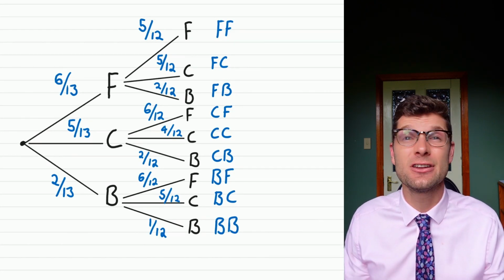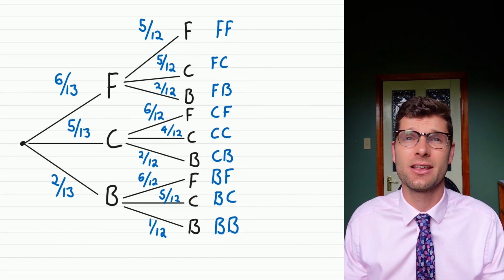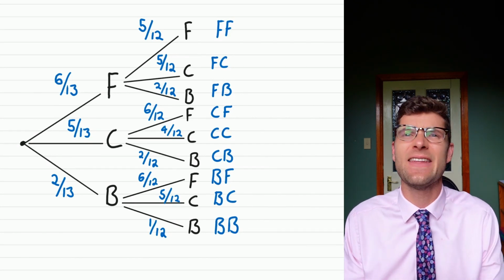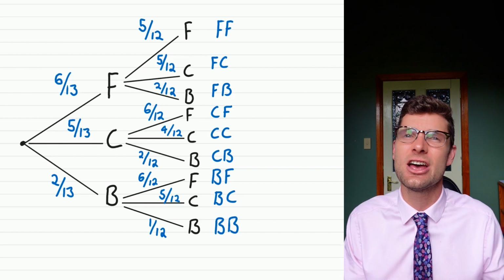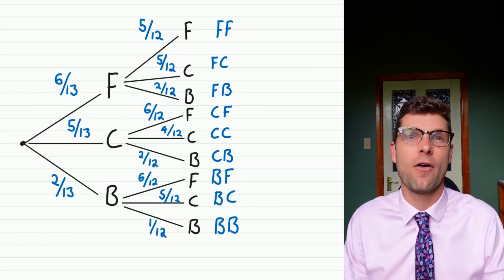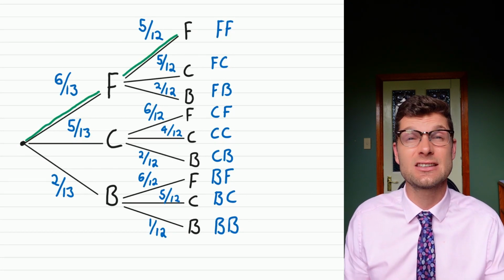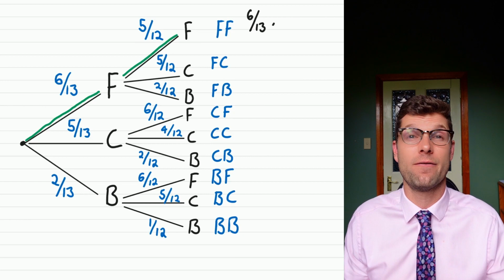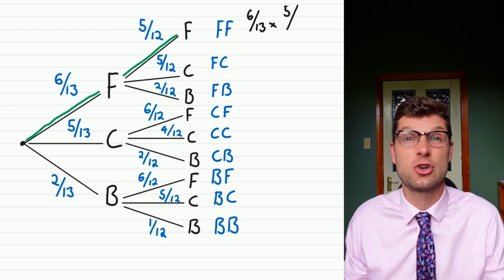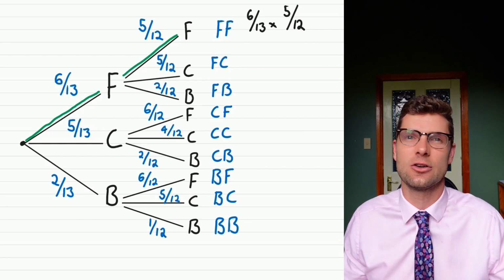So you might not have to do this, but I really recommend doing it because it just means you get all your calculations done straight away, and then you can just read off your answers in order to get the questions correct. So straight away, if I wanted to work out what the probability of a flake then a flake is, I've got 6 over 13 multiplied by 5 over 12, which is equal to about 19%. Now I'm going to do this for every single one.